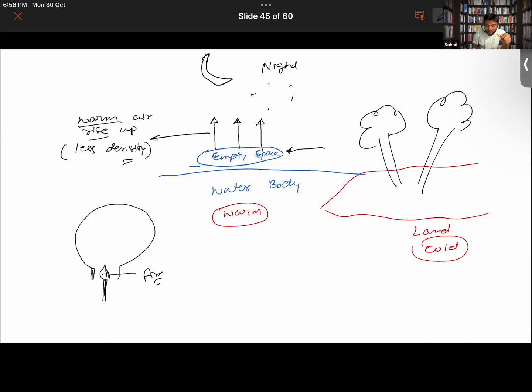So what will happen? The air over the land is colder now. It is cold air because land is colder during night. Why is it that in the deserts the temperature during the daytime is extreme? It's extremely hot, while during the night it becomes very cold. You guys know what happens in the deserts during the night. It is chilling cold.